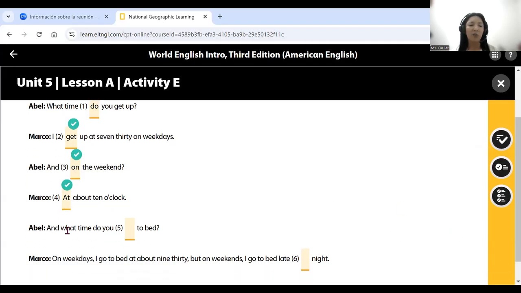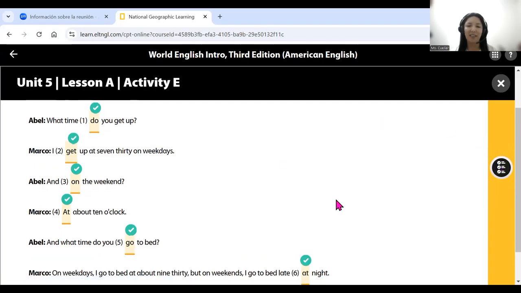Let's continue. And what time do you to bed? What verb do we need here? Excellent. What time do you go to bed? On weekdays, I go to bed at about 9:30, but on weekends, I go to bed late night. What preposition do we need here? On, in, at. Perfect. At night. Excellent.